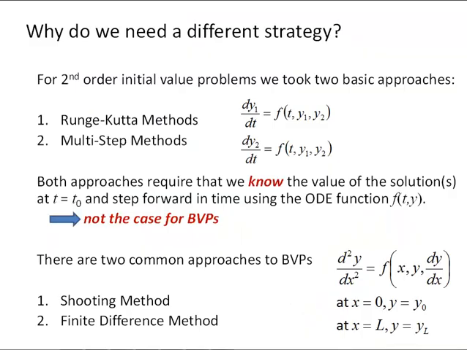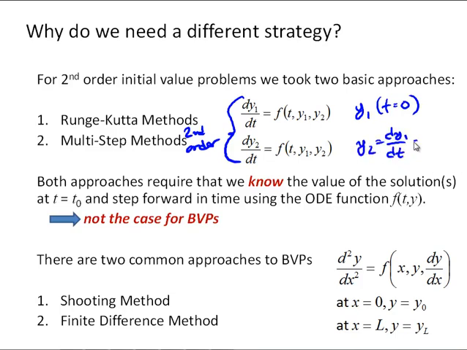So why do we need a different strategy? Well, thinking about second order initial value problems, we took two basic approaches. We used Runge-Kutta methods or multi-step methods. In both cases, our approach was to write a second order differential equation as two first order differential equations, and then we knew y1 at t equals 0 and y2 would be the derivative, and we would know that at t equals 0.